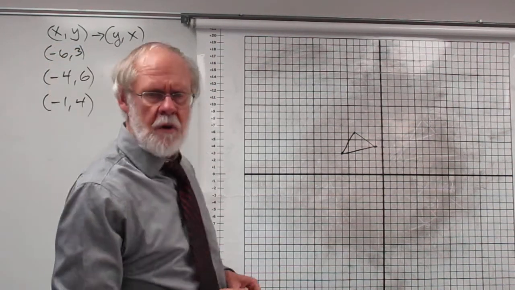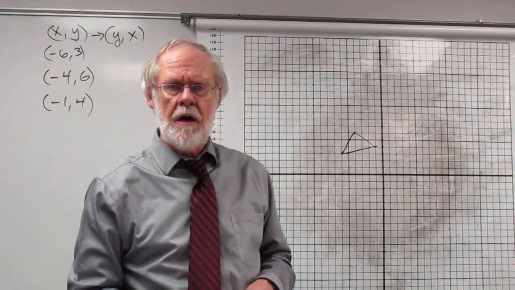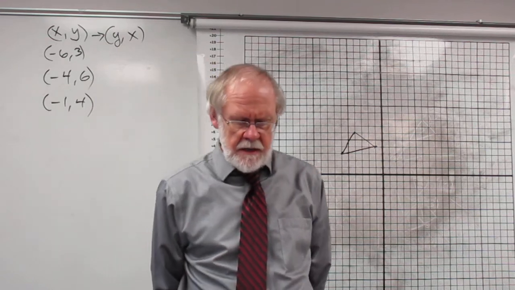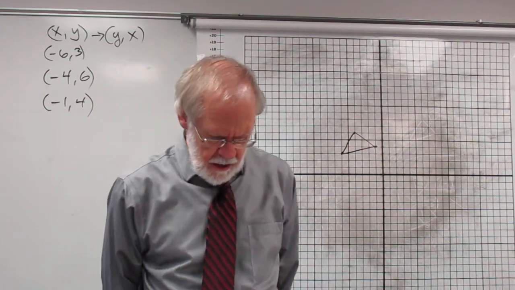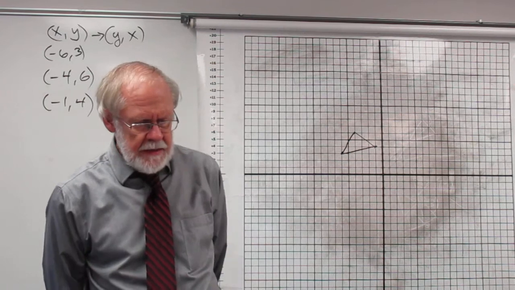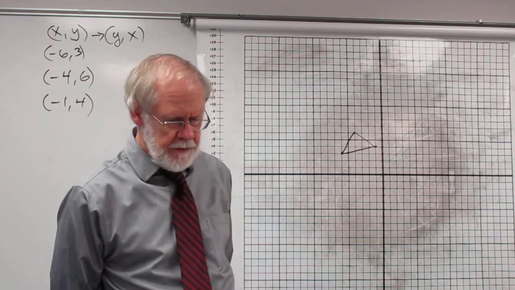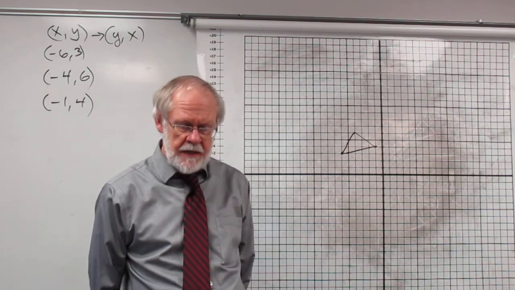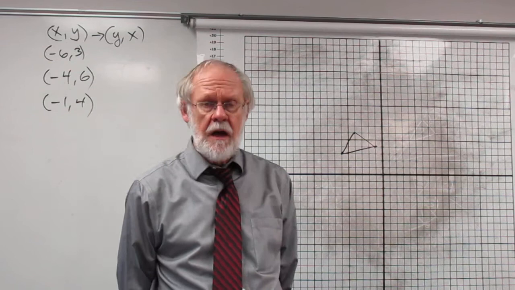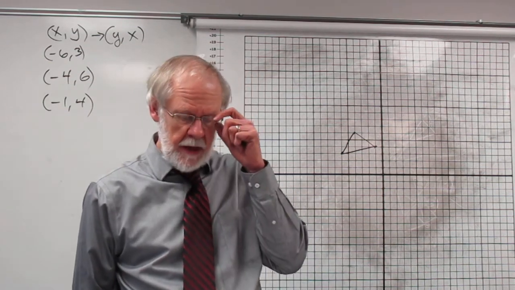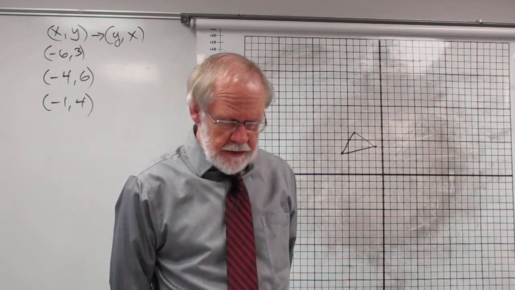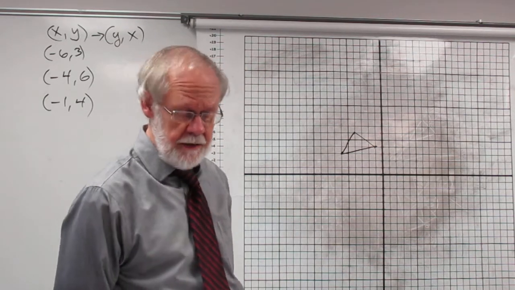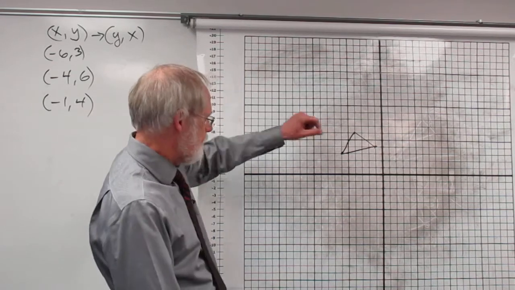Hi there, I'm Mr. Orr, and this will be our final video of the process of rotating, reflecting, and translating. In this case, the particular instructions are: reflect across the line y equals x, then rotate that 180 degrees, clockwise or counterclockwise, same difference, about the point (2, 2), and then translate by the vector (3, -2). That's a slide.